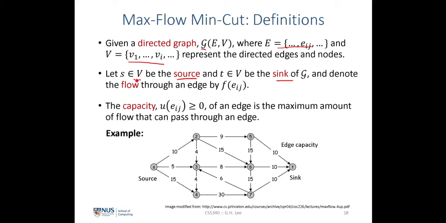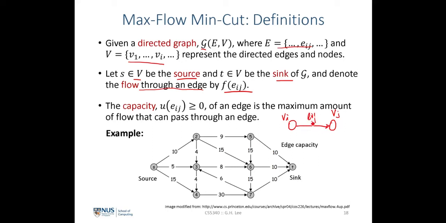We'll further denote the flow through an edge by F of Eij. This means that there is a flow of F through the edge Eij in the particular graph over here. We'll also define the capacity of an edge Eij, denoted by U of Eij, which is the flow capacity between any two nodes that are linked by the edge Eij. Suppose that I have the node Vi and the node Vj over here, and this is linked by a directed edge Eij.